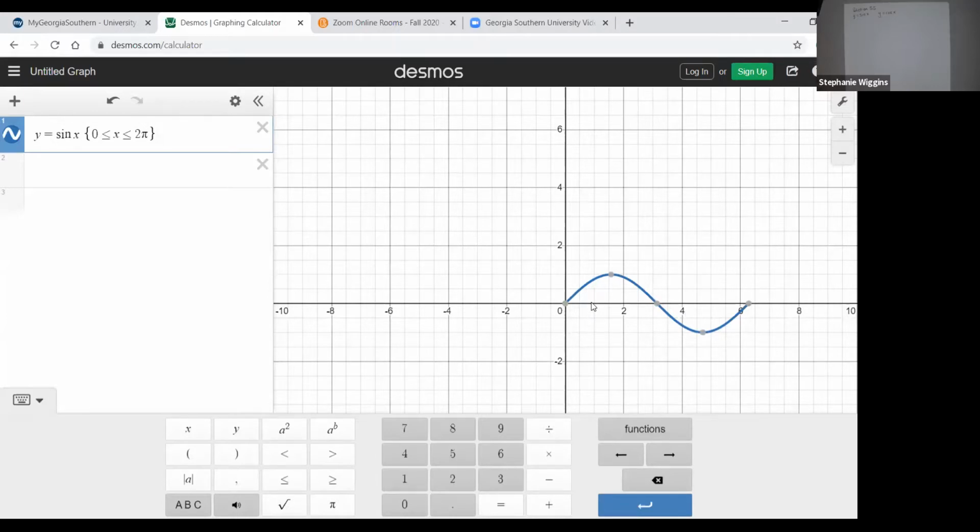Okay? Then a little box will pop up, and in that box you specify the amplitude that you want. You specify whether you want to reflect it across the x-axis or the y-axis. You just do all your specifications. So you don't have to physically graph it. You just have to put your specifications in the box. All right? So that's how that works.